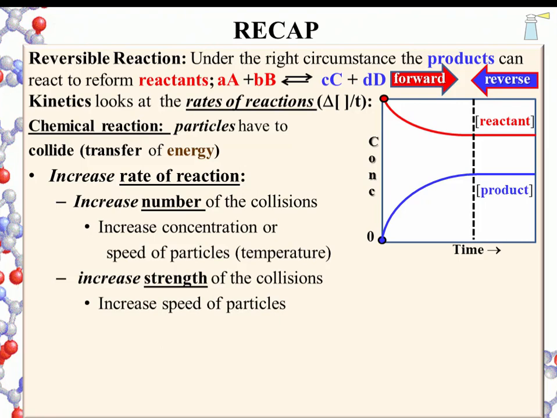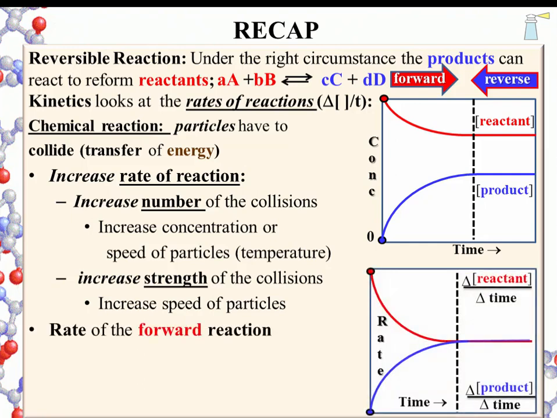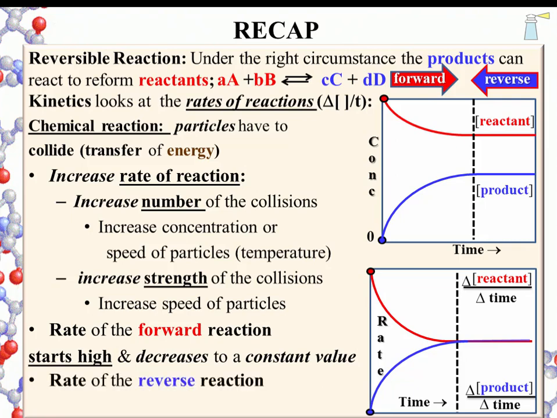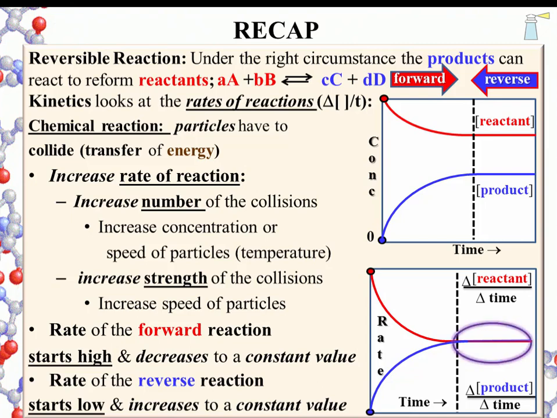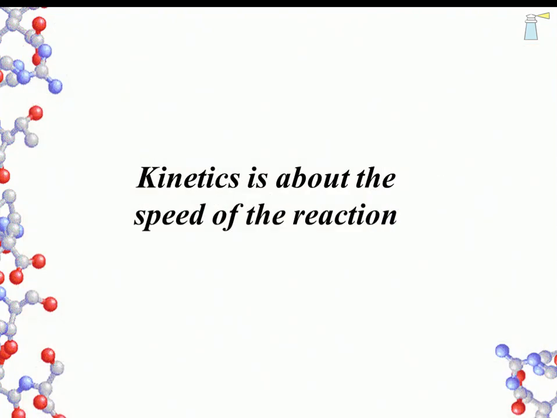Looking specifically at rates, at the start of a reaction with only reactants, the rate of the forward reaction starts high at the beginning of the reaction and decreases to a constant value. Reactants are used up to a point. The rate of the reverse reaction starts low at the beginning and increases to a constant value. More products are being made to a point. At equilibrium, the forward and reverse reaction rates are equal. And that concludes the lecture. Remember, kinetics is about the speed of the reaction.